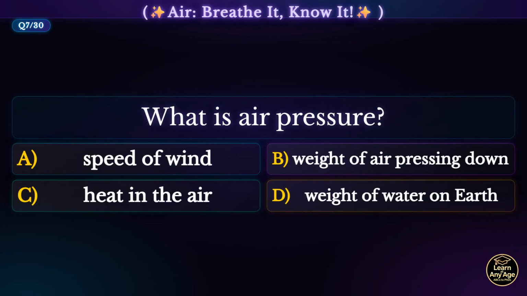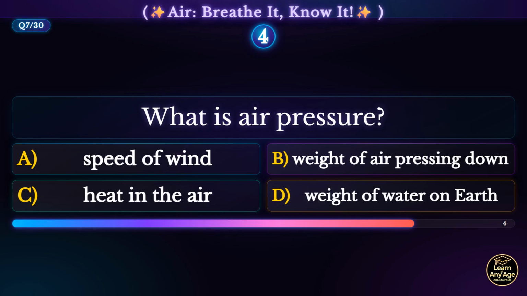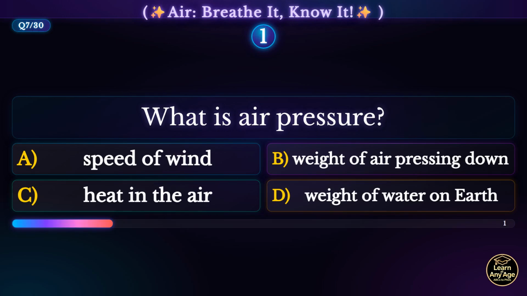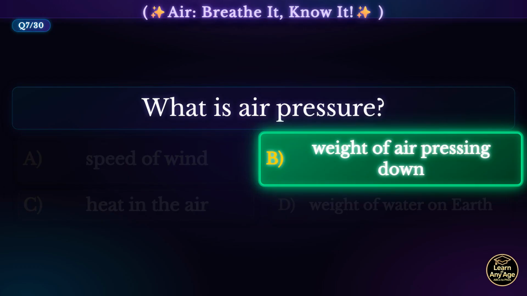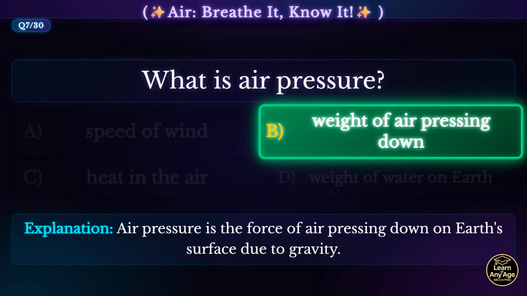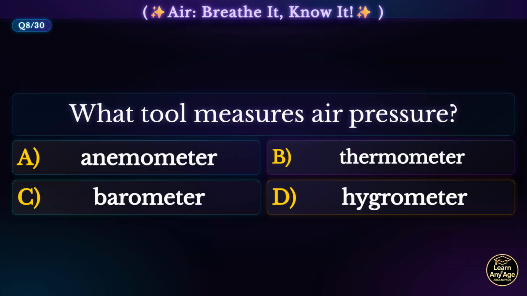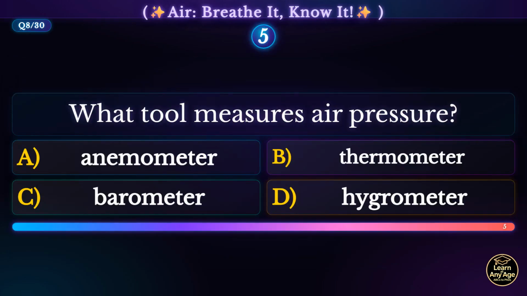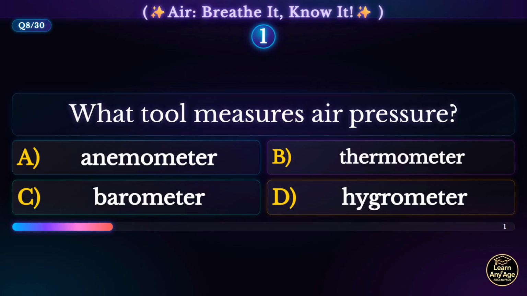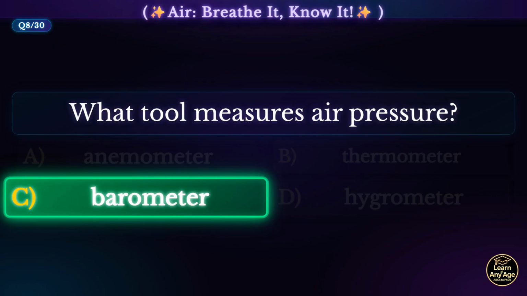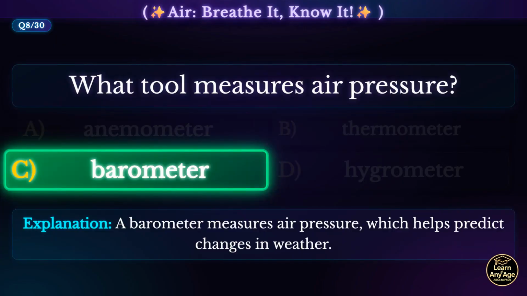What is air pressure? Weight of air pressing down. Air pressure is the force of air pressing down on Earth's surface due to gravity. What tool measures air pressure? Barometer. A barometer measures air pressure, which helps predict changes in weather.